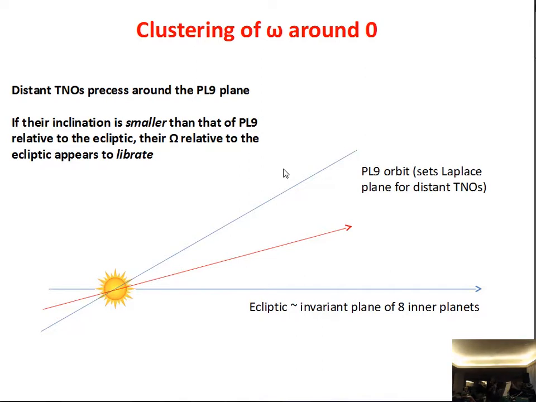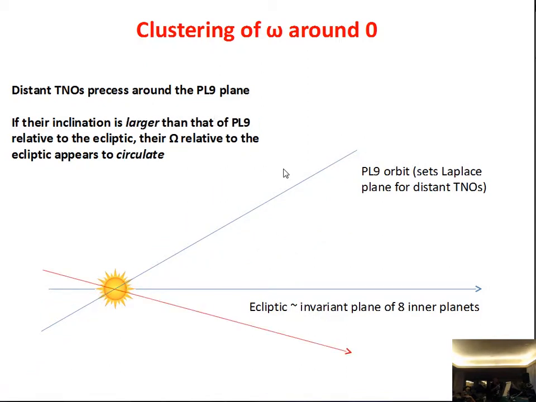Now you will say, okay, but let's take some TNOs which have a large inclination relative to planet 9, larger than the inclination of planet 9 itself. In this case, yes, as this orbit precesses around the plane of planet 9, exchanging the descending node with the ascending node, we will have the same exchange also relative to the ecliptic. So these bodies will appear to have a node circulating relative to the ecliptic, and therefore the argument of perihelion should appear to circulate as well.